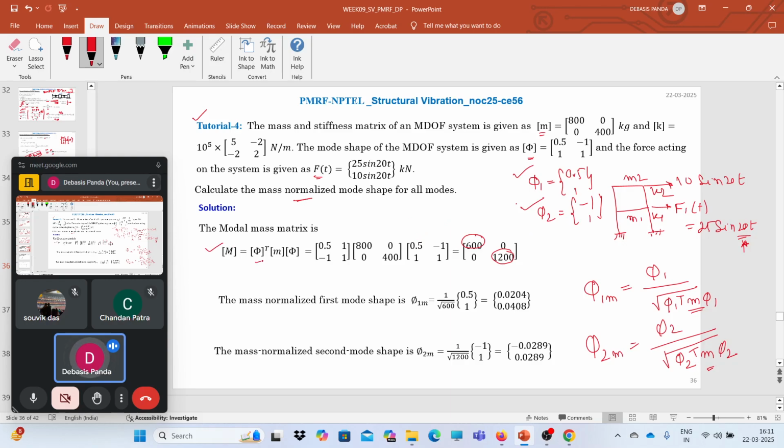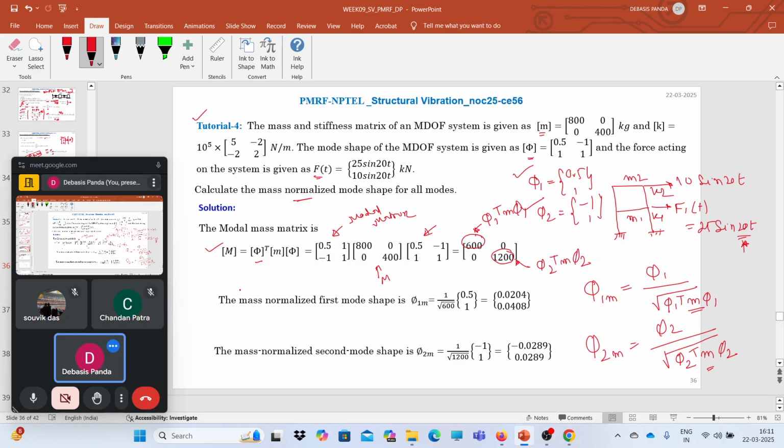The modal mass M is nothing but phi transpose M phi. So phi transpose, that means the modal matrix already given. This is your mass matrix, and again this is your modal matrix. So phi transpose M phi, we will have this matrix. This component is nothing but phi 1 transpose M phi 1. If you do the separate calculation, you will find this is phi 1 transpose M phi 1, and this is your phi 2 transpose M phi 2. So we have these two values. We have the modal information.